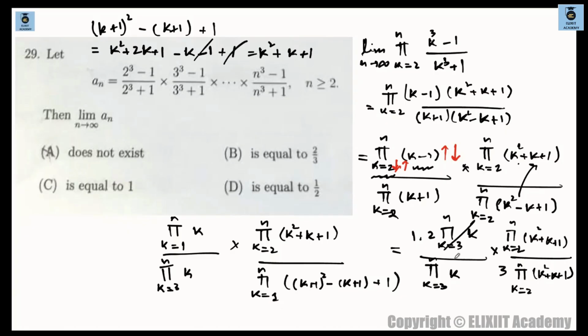So now you can see the cancellations. This will cancel out. This will also cancel out. So 1 times 2 is 2 only. So 2 divided by 3. So the answer is 2 by 3. Option B must be correct.